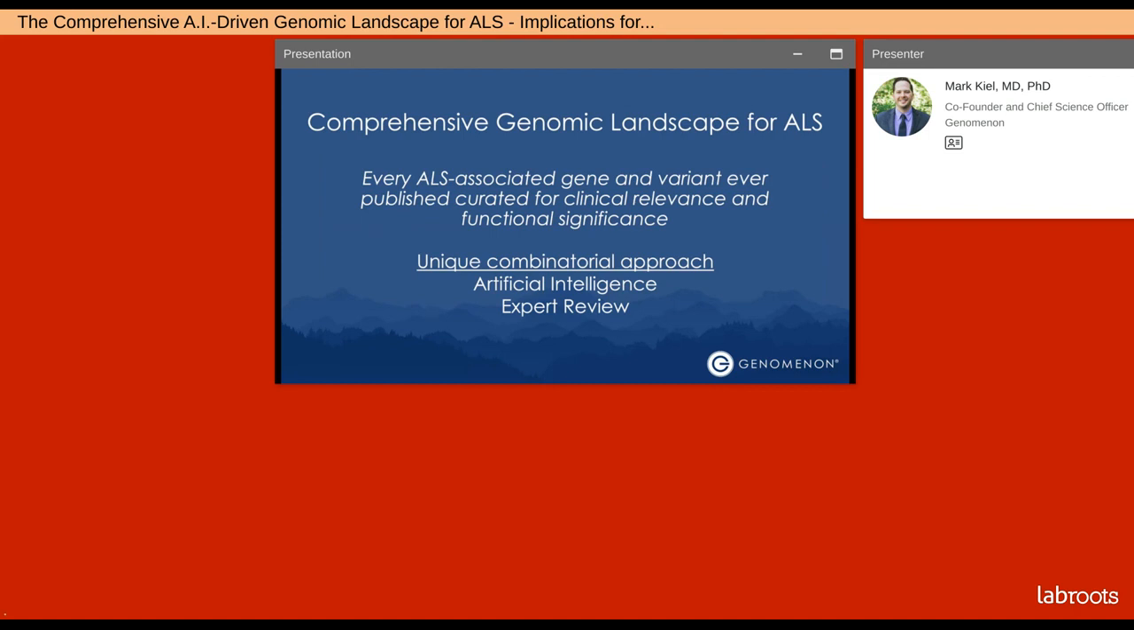So specifically, when we're talking about a comprehensive genomic landscape for ALS, that is to say one that comprises every ALS-associated gene and each of their genetic variants that has ever been published, all of which are interpreted after curation of every relevant piece of clinical and/or functional information, usually patterned in the empirical published literature. And that is exactly what Genomenon has done for multiple genes and multiple diseases over the past many years. And the results of our work for ALS are what I want to showcase today.